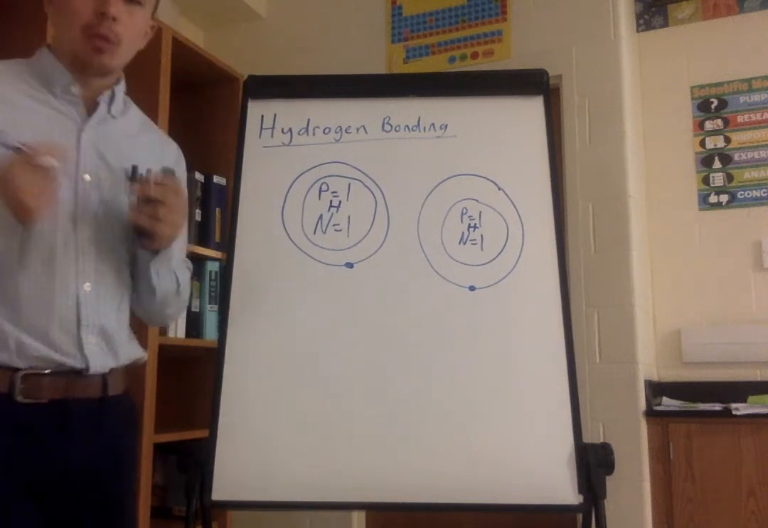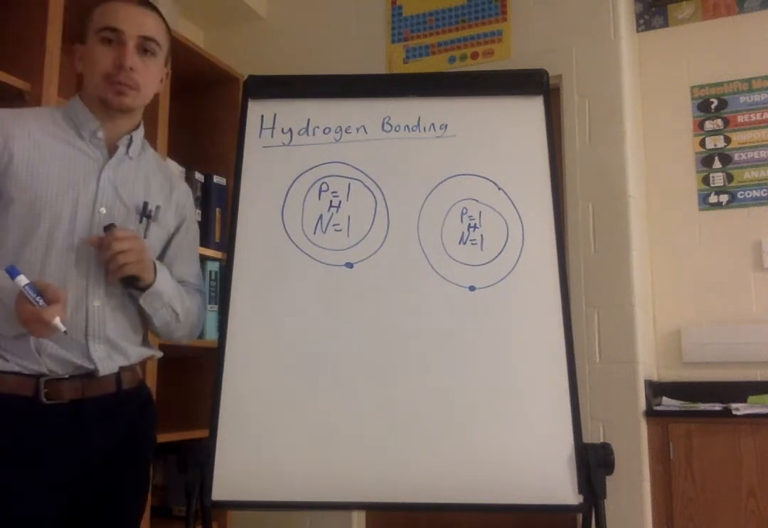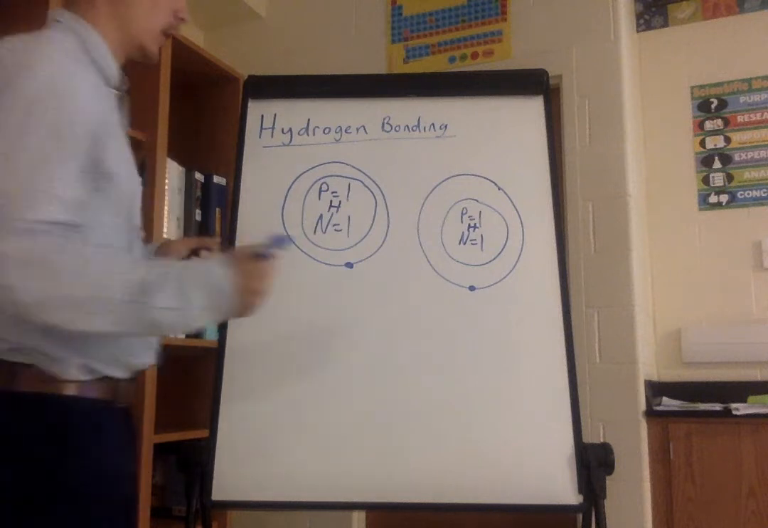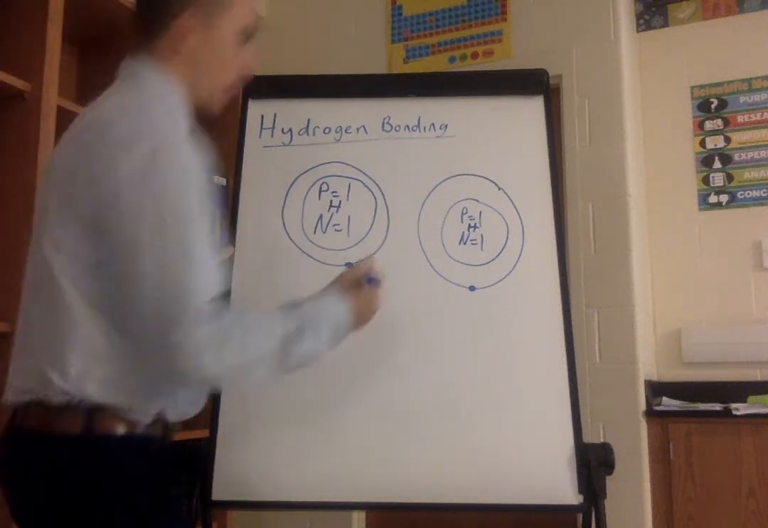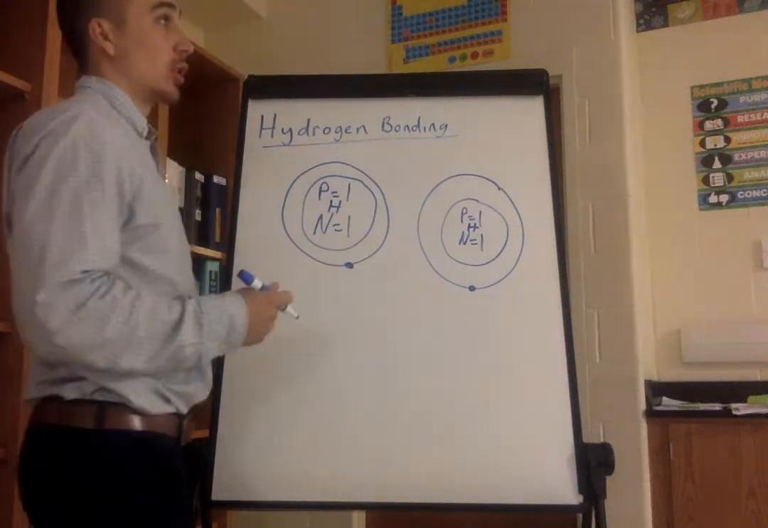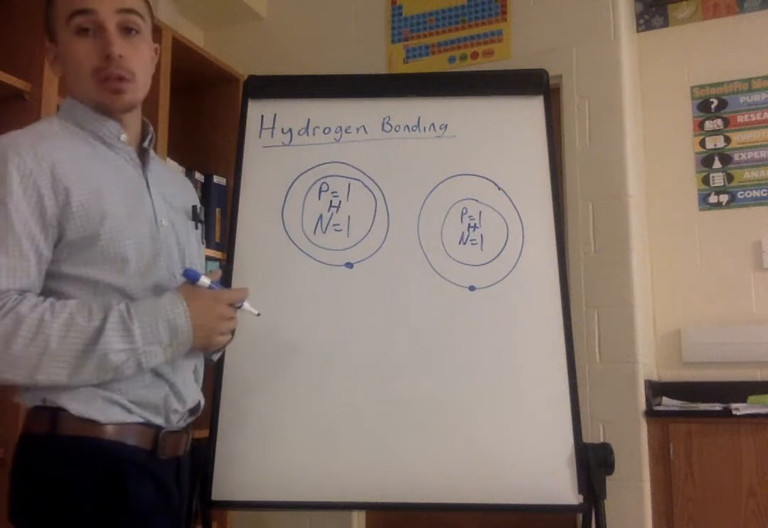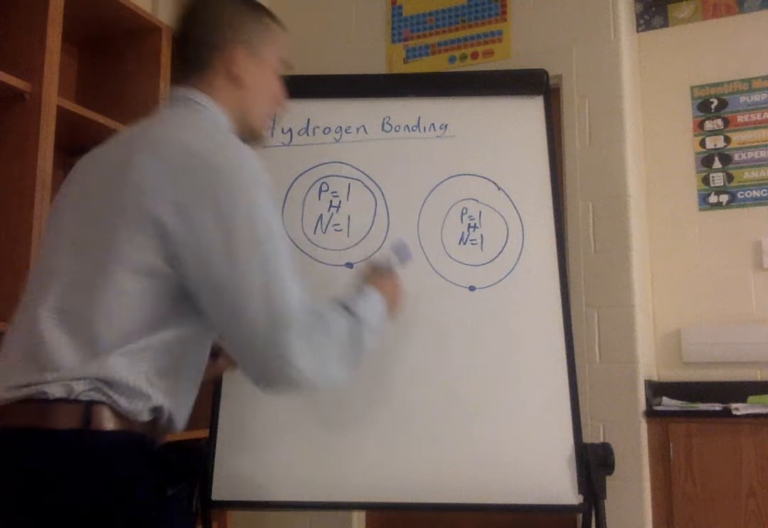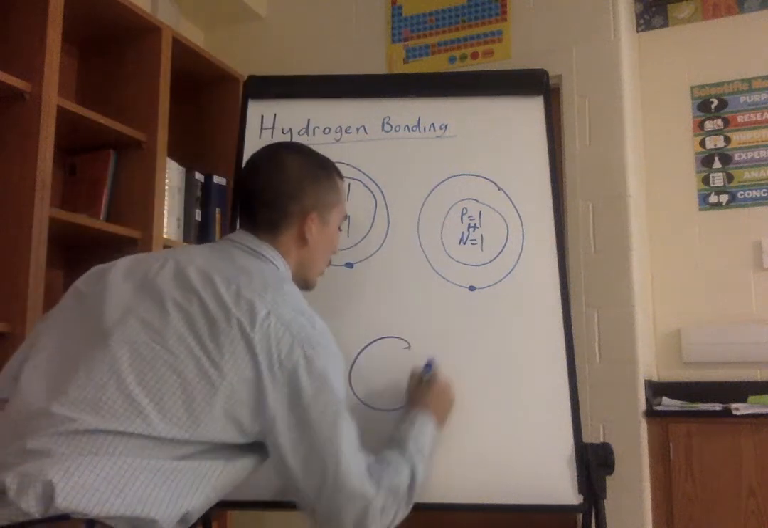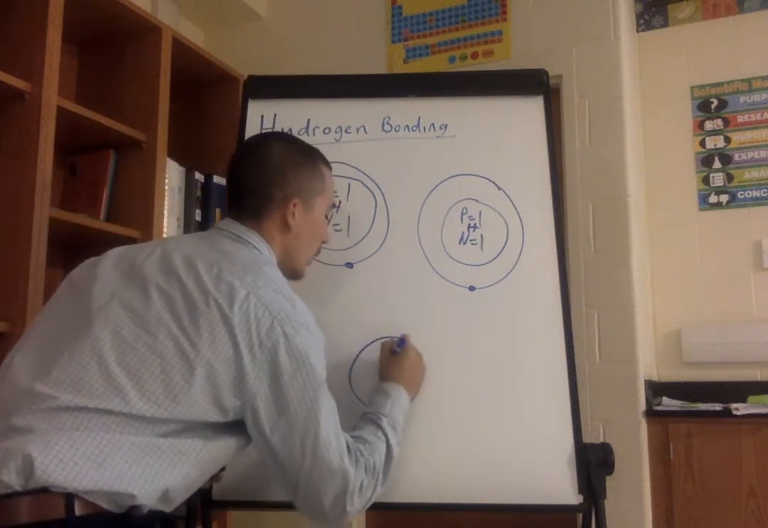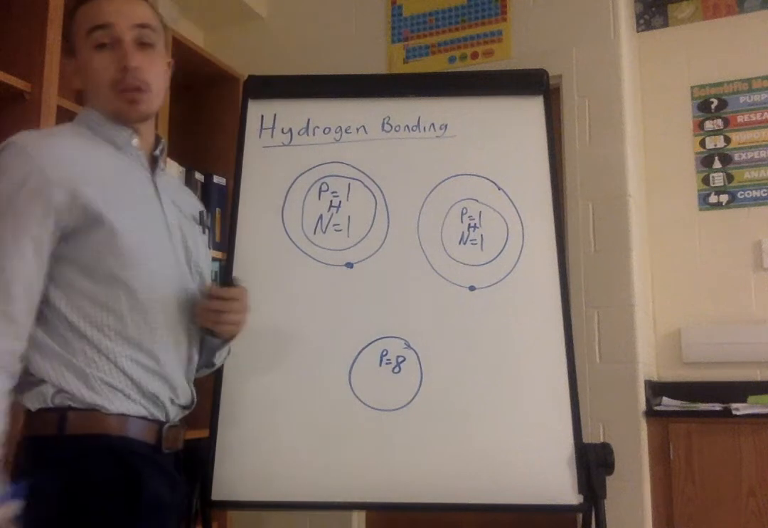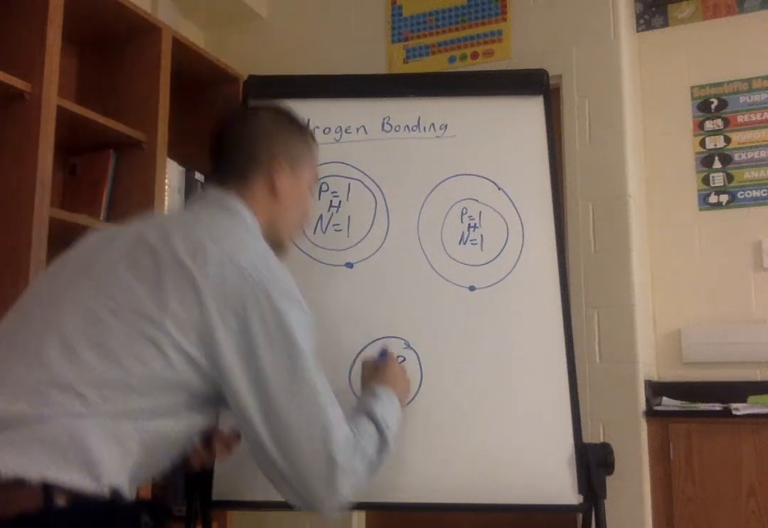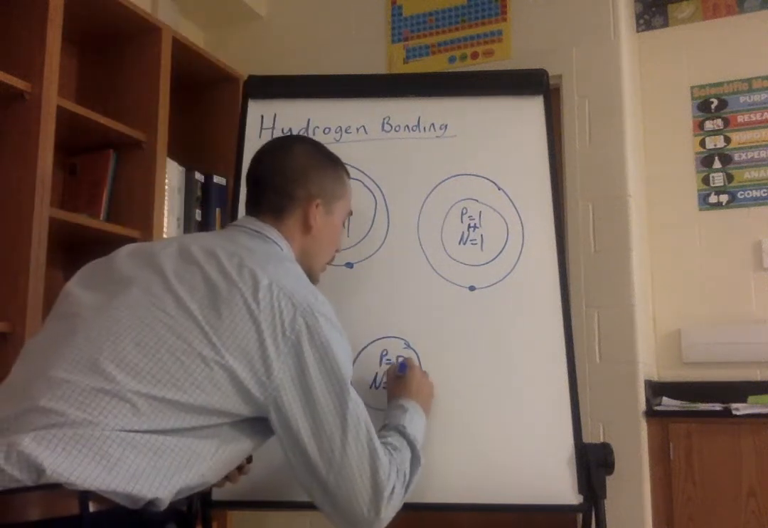But to make water, what does it need to bond with? Correct, oxygen. So for oxygen, we're going to draw the Bohr model. We know the number of protons. How many protons do we have? 8. So right down here, write P equals 8. How many neutrons do we have? 8 neutrons. So N equals 8.